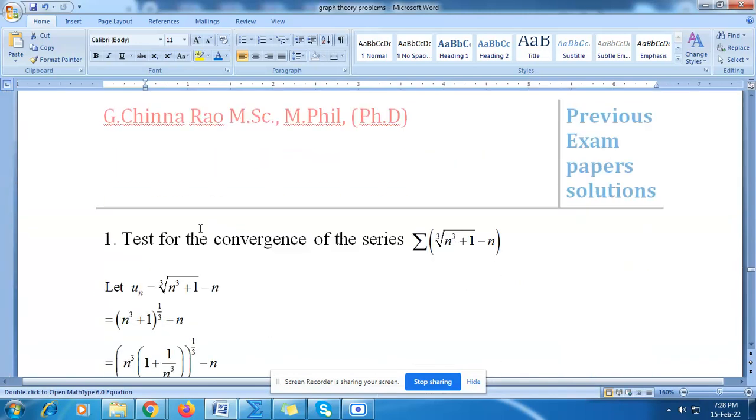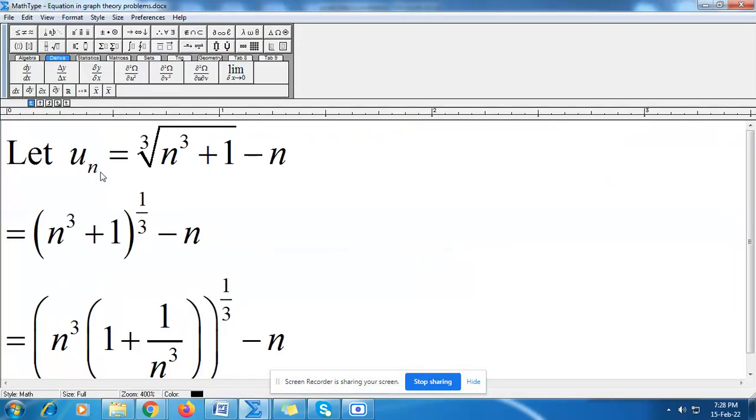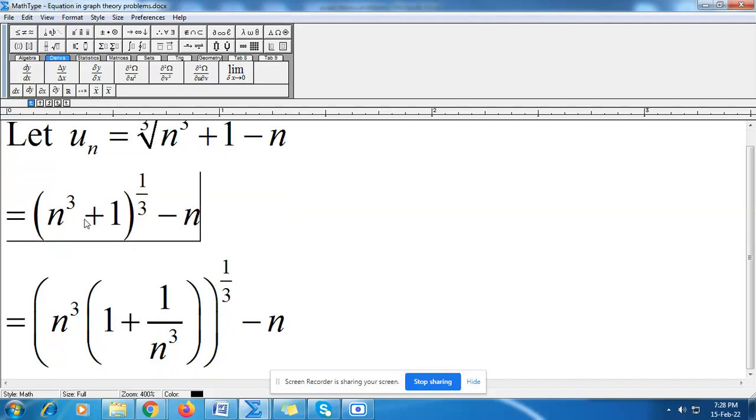Now we will discuss its previous examination questions. Test for the convergence of the series sigma of cube root of (n cube plus 1) minus n. Let un is equal to cube root of (n cube plus 1) minus n. Now (n cube plus 1) whole power 1 by 3 minus n. So take n cube common: n cube of (1 plus 1 by n cube) whole power 1 by 3. So the power 1 by 3 is applied to both the terms.